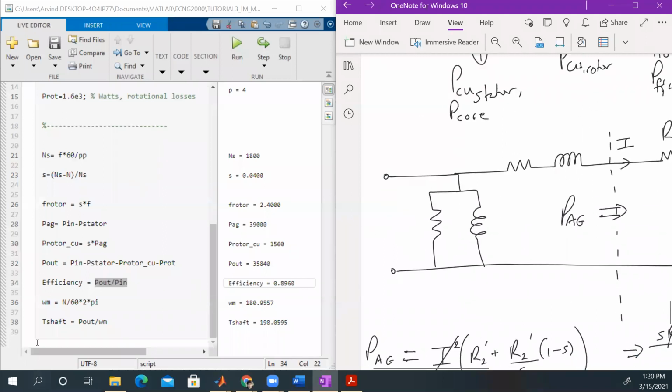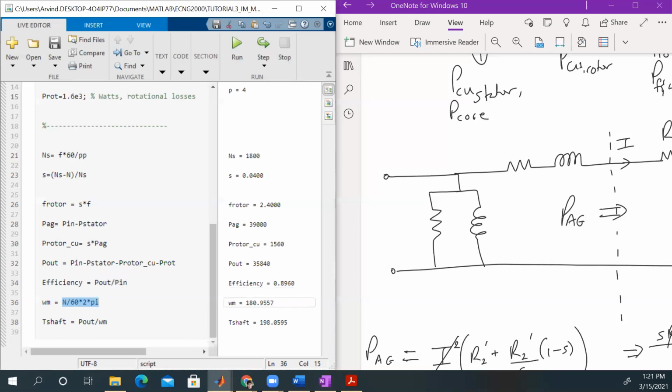And then we want to get the torque on the shaft, right? So the torque is simply power divided by angular velocity. Here we want the mechanical speed, not the electrical speed. So we're not using the synchronous speed, we're using the mechanical speed, but we have to change it from RPM to radians per second, right?